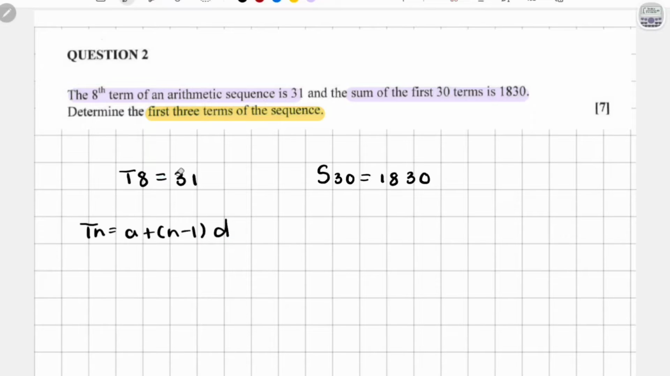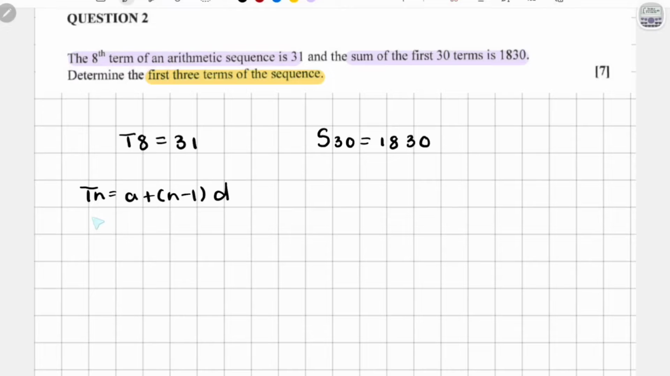And we're going to take this information and substitute it into here. So T8 is equal to a, we don't know what a is, plus n, we know what n is. You see that we substituted 8 in place of n. So we're saying 8 minus 1, and then we have a difference, which we also don't know, so we will leave it open, times d. And then this means T8, right? We know the value of T8. The value of T8 is 31. So in place of that, we say 31.